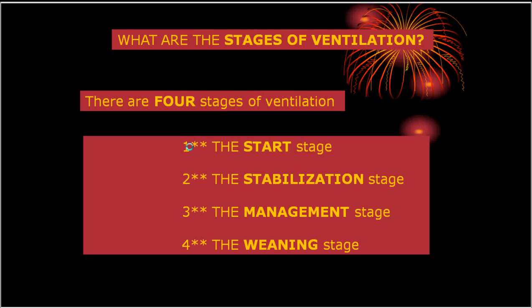I have classified the stages of ventilation into 4 stages. The first stage is that you start putting the patient on the ventilator. This is the start stage. The second is to stabilize the patient on the ventilator. The third stage is the management stage for the underlying pathology and preparing the patient for the liberation from the mechanical ventilation. And the last stage is the weaning stage. I think this makes our job a little bit more clear and defined.